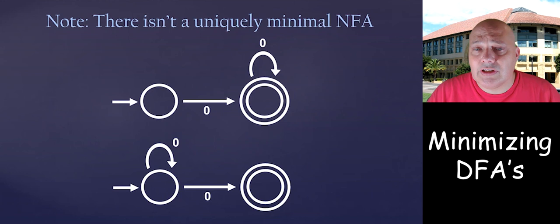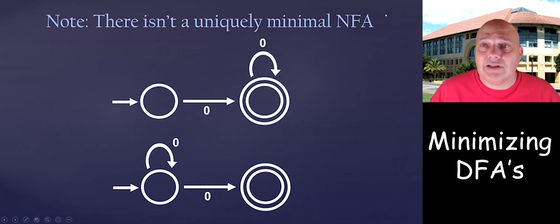This is the language that contains strings that have at least a single zero and are completely composed out of zeros. So every number of zeros larger than 1. And both of them recognize the same language. So there isn't a uniquely minimal NFA. This is an interesting property of DFAs.